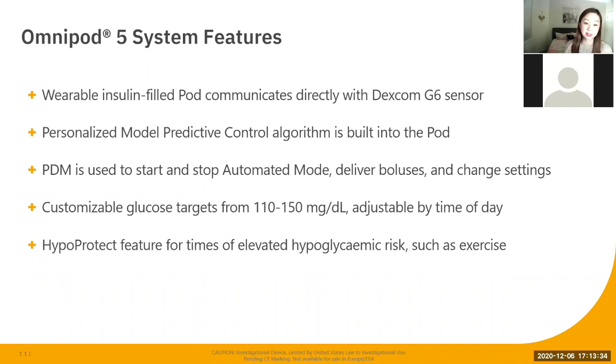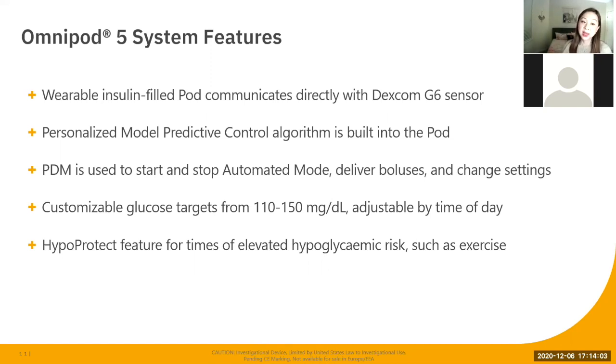And as I mentioned, the PDM, which is our controller device, is used to start and stop automated mode, deliver boluses, and change settings. I think a key differentiator for our product is that it does have customizable glucose targets from 110 to 150. And that's been tested in our patients in our pre-pivotal study. So this was a small 2-week study that we did before it went into the larger pivotal study. And then it's also been tested through that larger study as well.